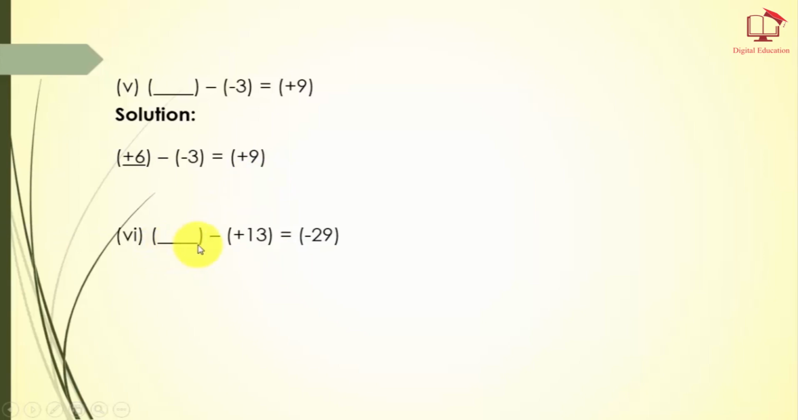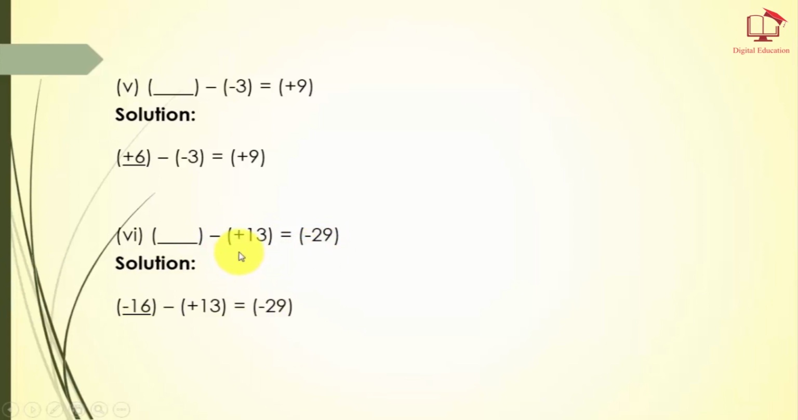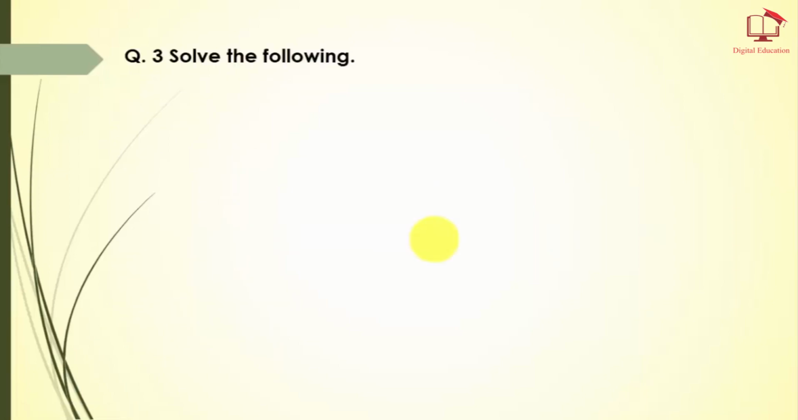Part number 6, in the blanks, minus positive 13 is equal to minus 29. Here you can see plus minus minus, and here if we put minus 16, now you know that minus 16 and minus 13 is equal to 29, and the sign we will write here is negative. The reason is that here we have 16, and 16 is greater and it has negative, that is why we write here negative.